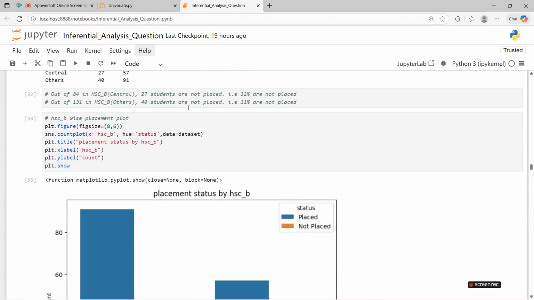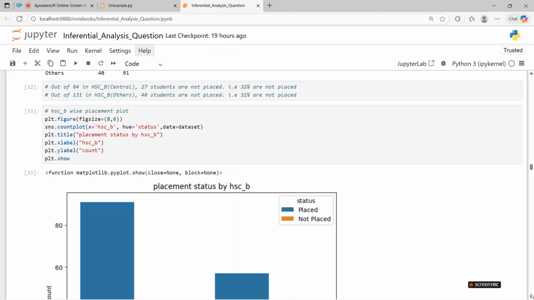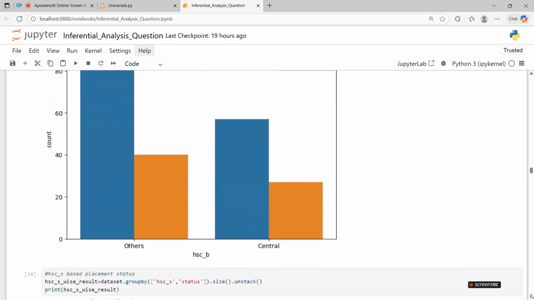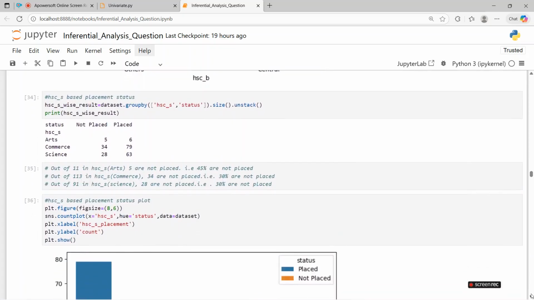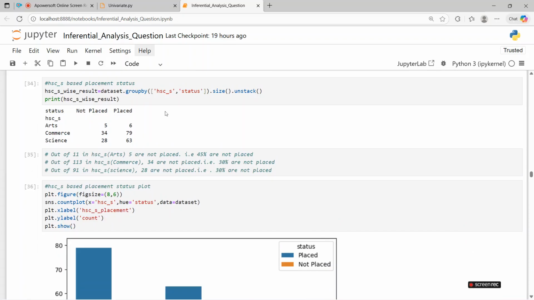And from the percentage of not placed, we can tell that HSCB central students are likely not getting placed compared to HSCB others. So the next is HSCS based placement status. We are doing it in a similar way. We have three categories in this: arts, commerce, and science.